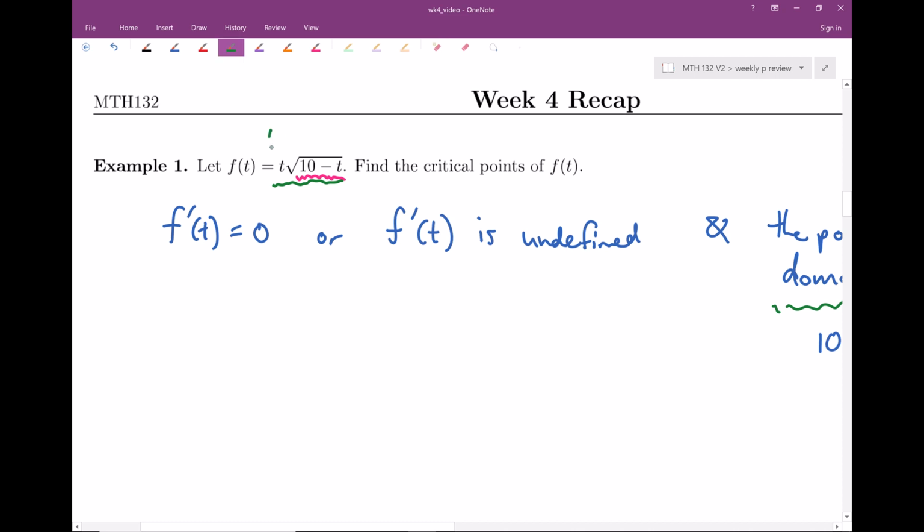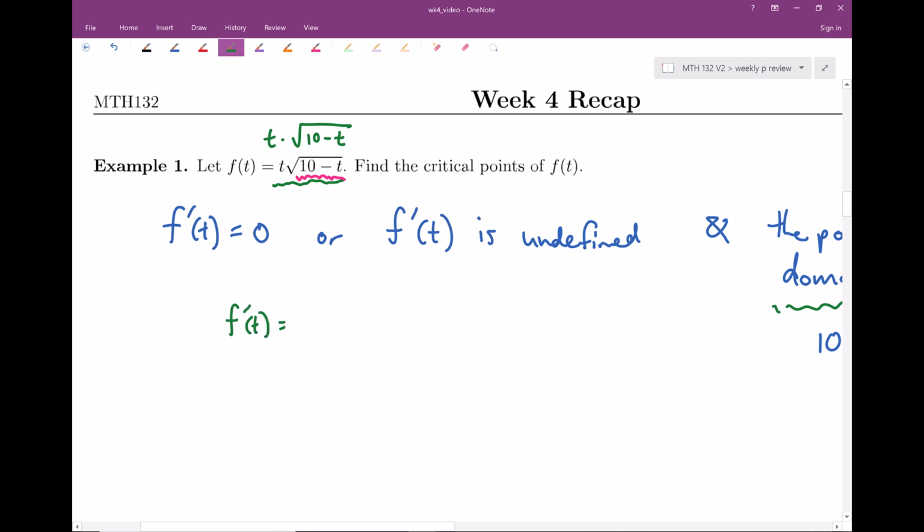This is a function t times a function, the square root of 10 minus t. So even putting in this dot right here really shows that we're going to have to use the product rule here. This is a product of two functions. So let's go ahead and calculate out the derivative.